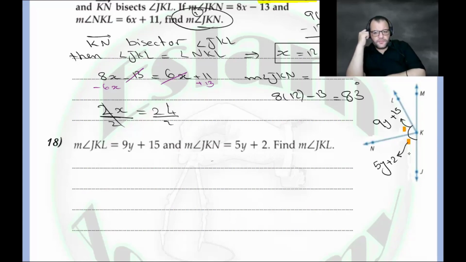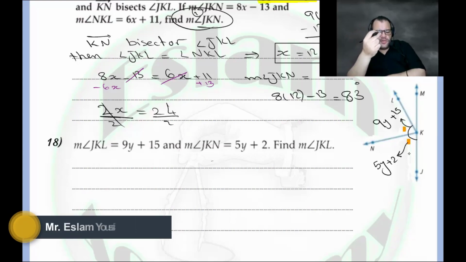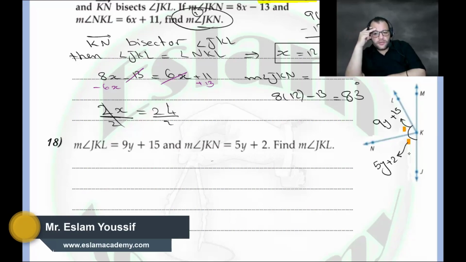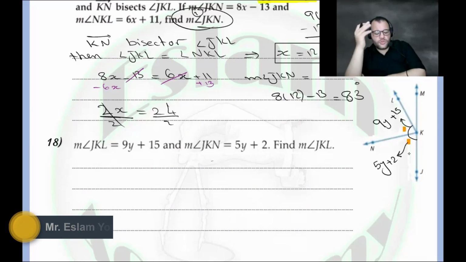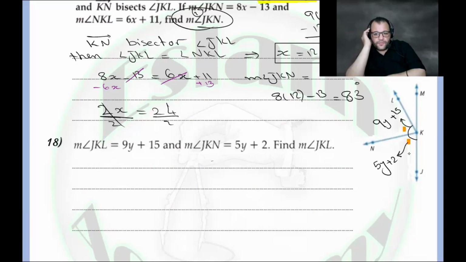Again, please. Zaki, just one minute. Can you solve it? Continue solving. 5y plus 2, that's all.